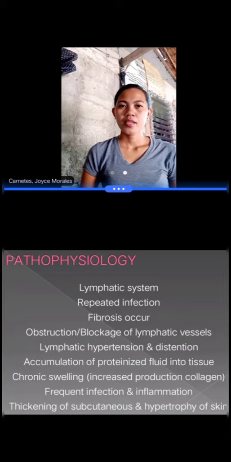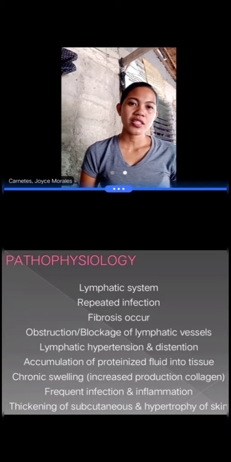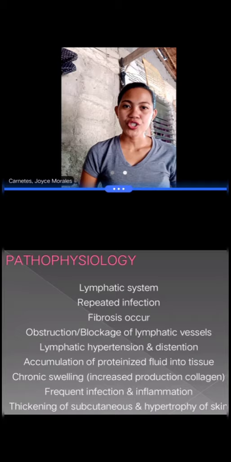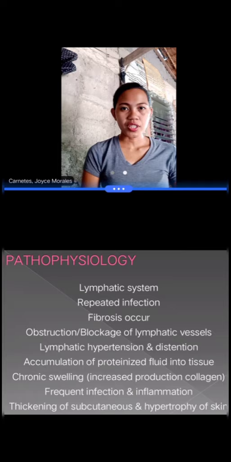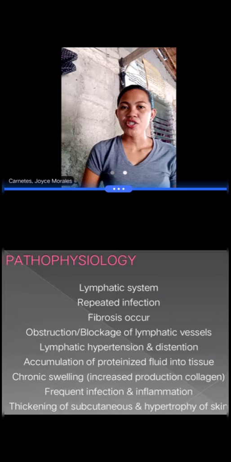The pathophysiology of lymphedema is in the lymphatic system: there is a repeated infection causing fibrosis. Then the lymphatic vessels will obstruct, or there is a blockage causing lymphatic hypertension and distension. Then the proteinized fluid will accumulate in the tissue causing chronic swelling, or there is an increase of production of collagen creating frequent infection and inflammation, resulting in a thickening of the subcutaneous tissue and hypertrophy of the skin.